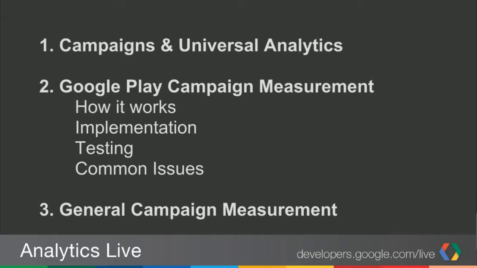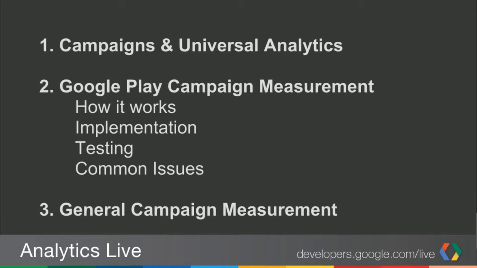I'll then walk through how Google Play campaign measurement works. This is really the main use case for most people doing attribution on Android: tracking installs from the Google Play Store and being able to attribute those back to campaigns or other marketing efforts. I'll show you how that works and how to implement it. It's actually really simple. I'll show you how you can test it to make sure it's working before you publish your app, which is always a good thing. Then I'll also show you a couple of common issues that I hear about a lot, that you can hopefully avoid by taking a look at them in this GDL.